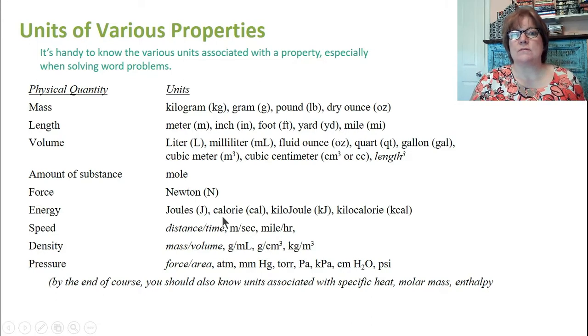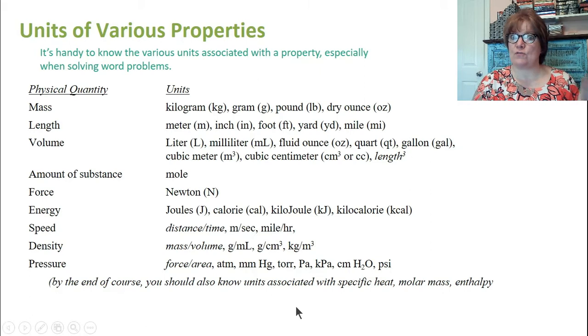Or joules is an energy unit. So when I see joules next to a measurement, whether or not it says it's energy, I know that it's energy. And that's a very handy skill to have when you're working in word problems. Sometimes it's not clear what your measurement is, what property it is, and the units can sort of identify that for me. So you should be familiar with some of these units so you know which ones go with which properties.